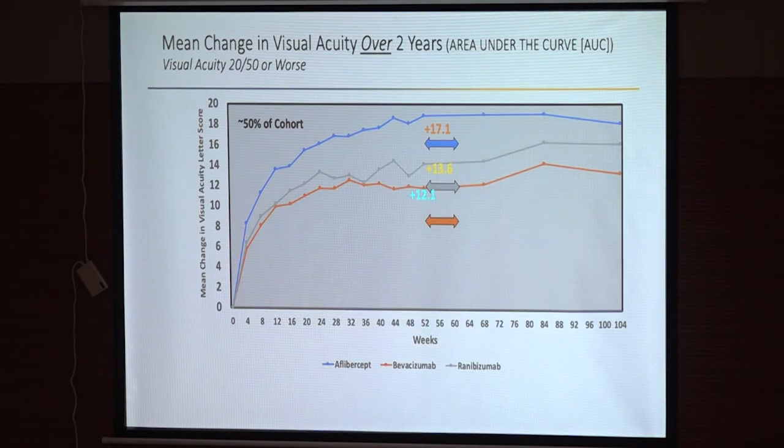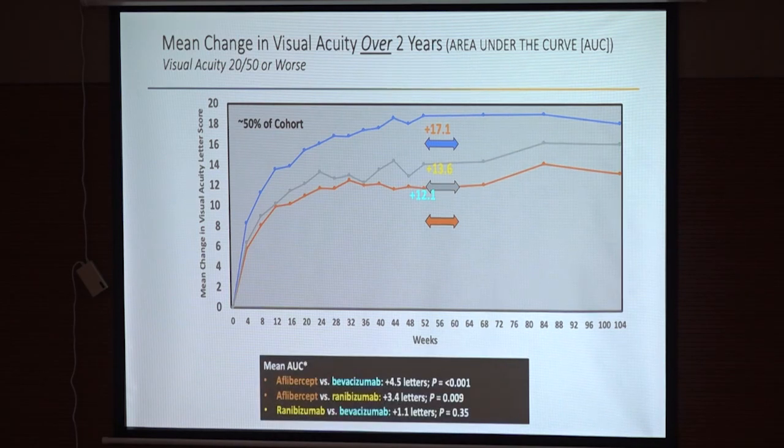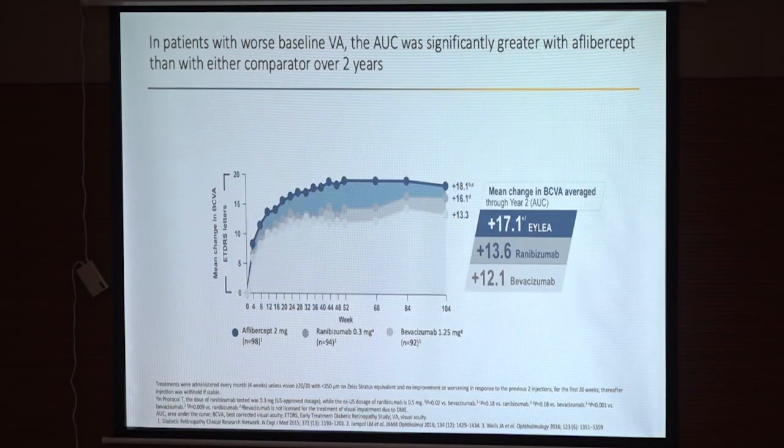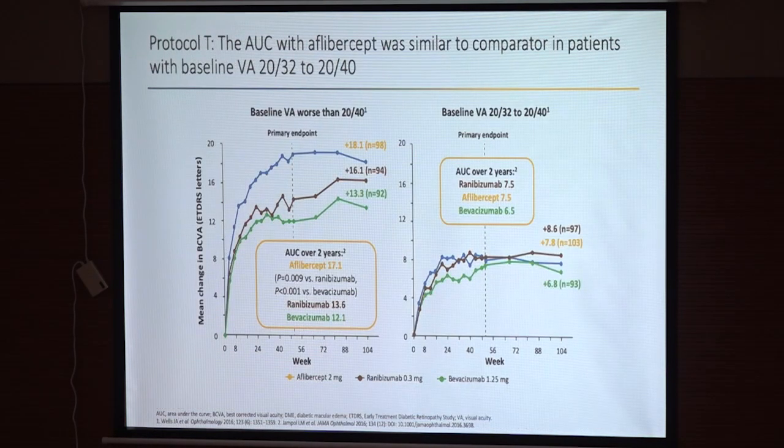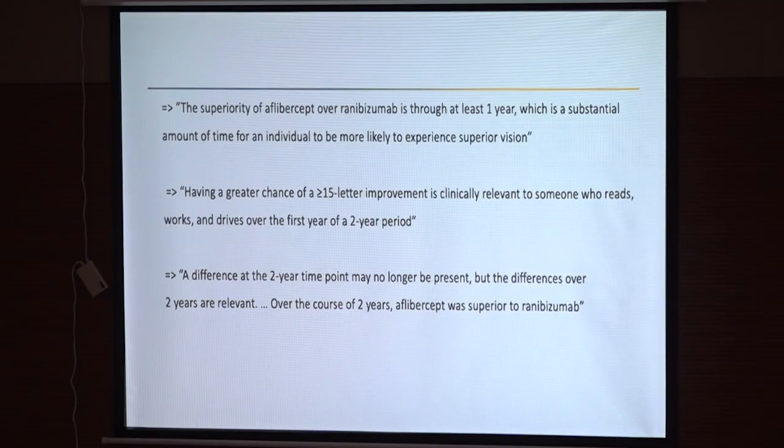So that is the outcome from this slide. Here again we can see the area under the curve, that the Eylea group had better performance throughout the period of 2 years. This I have told you. The same thing which I have discussed just now, that throughout the period of 2 years the vision improvement was better.